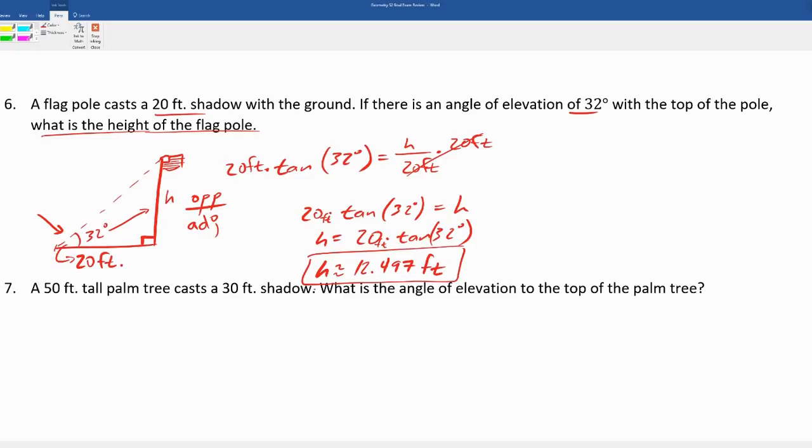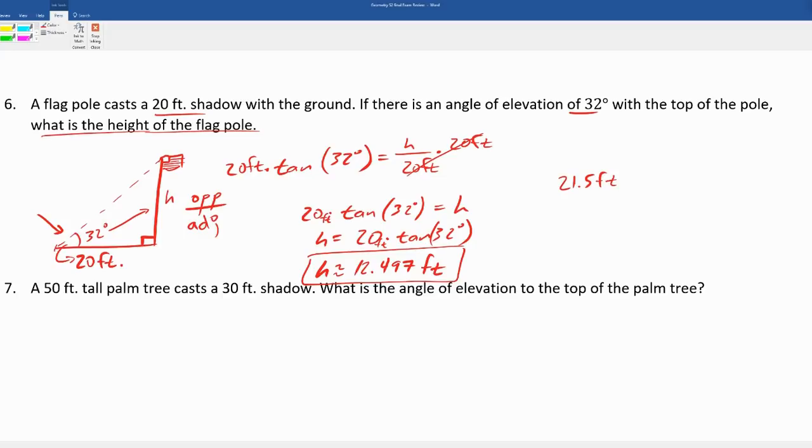And if you want, you could round if it said to round, or if it was multiple choice and they gave you 12.5 feet, that'd probably be the answer. If they gave you something even more accurate or precise, that would probably be the answer, but that would probably be around the ballpark figure of their multiple choice options.